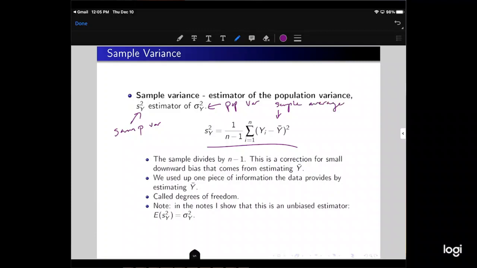squared. So this looks a lot like the population variance, where the population variance is the expected value of Y minus its mean, squared. But we're replacing mu Y with Y bar. We could put Yi in there. And then we're dividing by n minus 1. The sample variance divides by n minus 1, and it's a correction for a small downward bias that comes from estimating Y bar. This is a degrees of freedom correction. What it really amounts to is we have used up 1 degree of freedom in estimating Y bar.